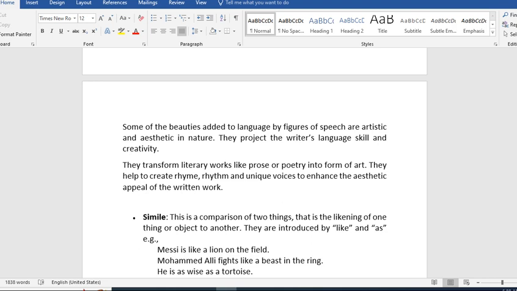Some of the beauties added to language by figures of speech are artistic and aesthetic in nature. They project the writer's language skill and creativity. How much a writer or author can use figures of speech tells us how skillful and experienced the author is. They transform literary works like prose or poetry into a form of art. They help to create rhyme, rhythm, and unique voices to enhance the aesthetic appeal of the written work. You can see that poetry, as an example of a genre of literature, shares some features with music. It is the result of the usage of rhyme and rhythm that makes it look like music, because you cannot read through a poem the way you read through prose. So these are some of the importance of figures of speech in literature.